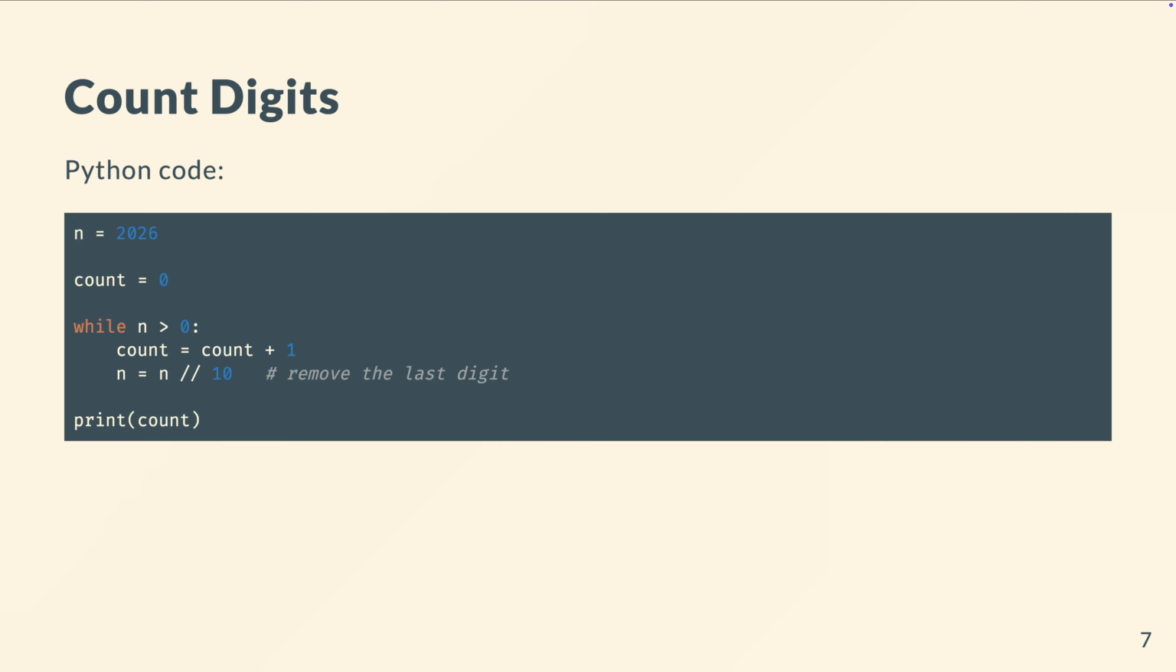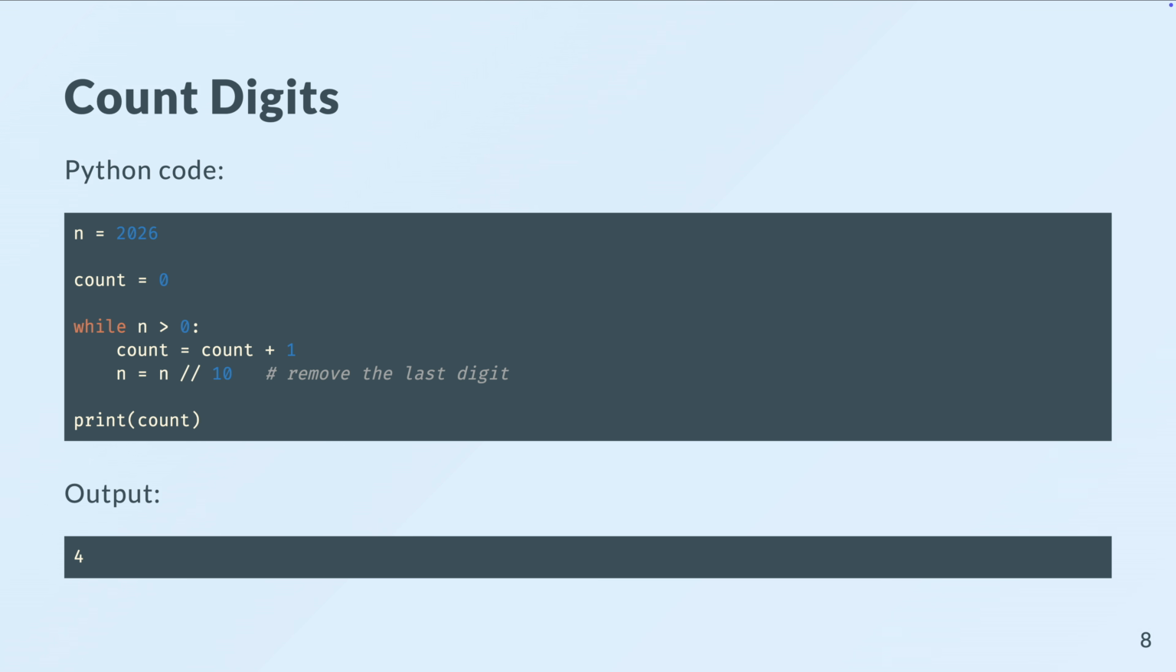Inside the loop, first we do count equals count plus 1. It measures how many times the while loop repeats. Next we do n equals n divided by 10. That removes the last digit. When n finally becomes 0, the loop stops. Finally, we print count. The output is 4. That means the input n has 4 digits.